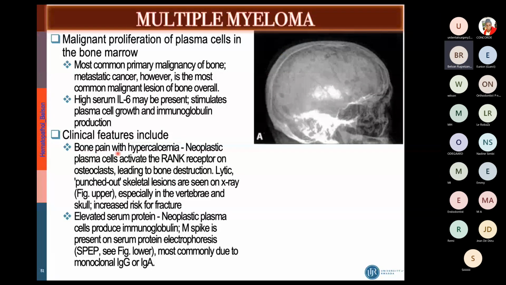And there will be bone pain and hypercalcemia. When you have bone pain, there is destruction of the bone, and because of that, calcium is released into the bloodstream. That's why there is hypercalcemia. So lytic punched out skeletal lesions are seen there, especially in the vertebrae and the skull, which are the most affected. This increases the risk of fracture.